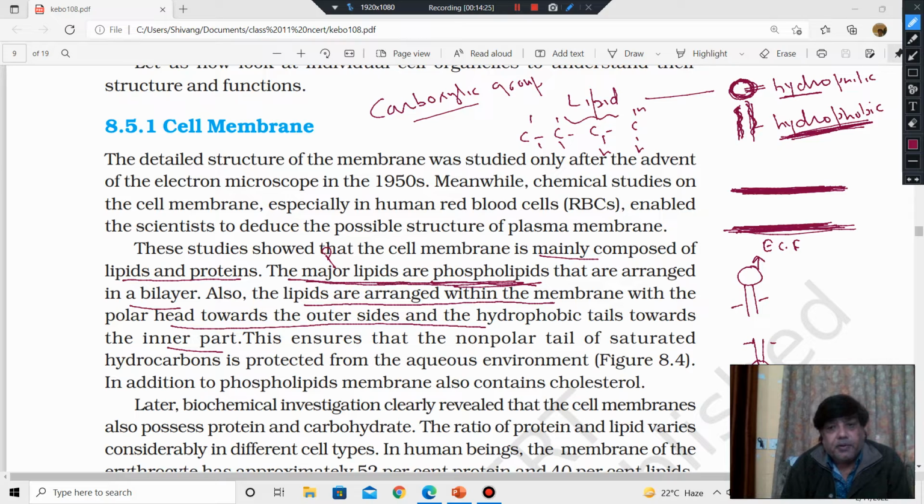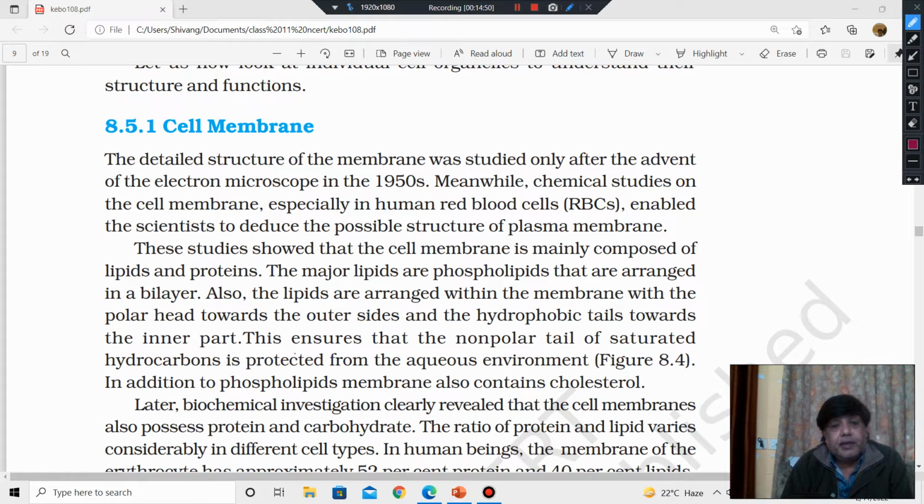So the major lipids in the cell membrane are phospholipids that are arranged in a bilayer fashion. The lipids are arranged within the membrane with the polar head towards the outer side and the hydrophobic tail towards the inner part. This type of arrangement makes sure that the non-polar tail of saturated hydrocarbon is protected from the aqueous environment.